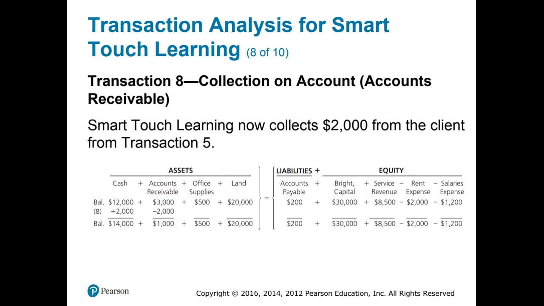So we're going to record an increase in our asset account for cash. So they paid us $2,000. We're bringing that cash in, $2,000. And they owed us the money, so that affected our accounts receivable. Now they've given us $2,000 towards that, so we're going to subtract that $2,000 out of our accounts receivable. And now they only owe us $1,000. Both transactions took place on our asset side. They both equal out, so we know that our equation is still in balance.